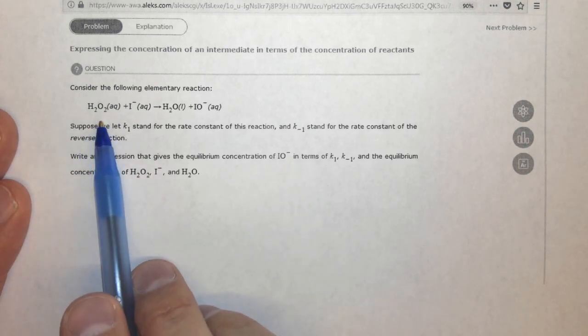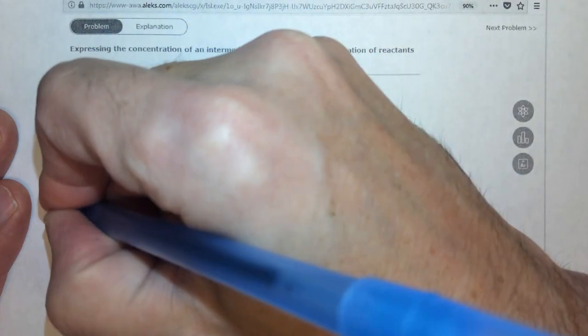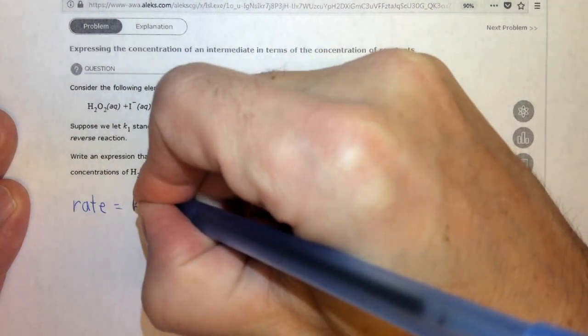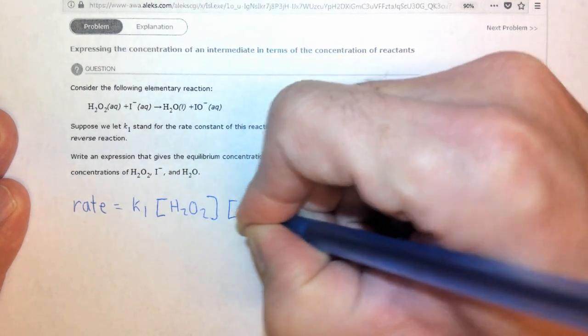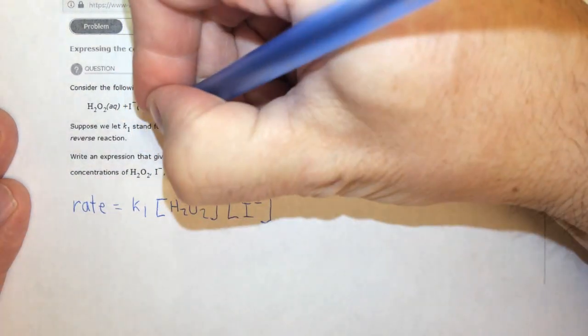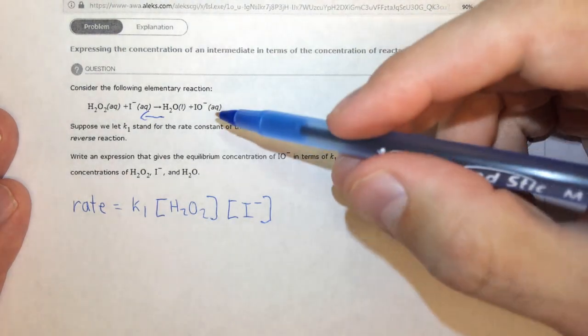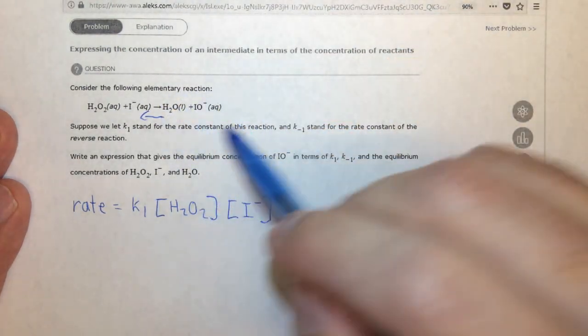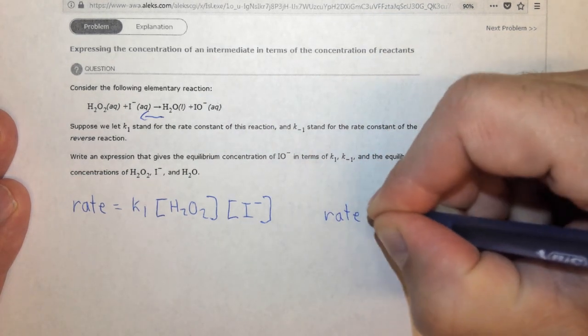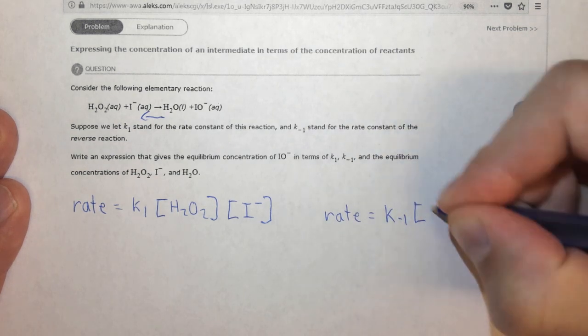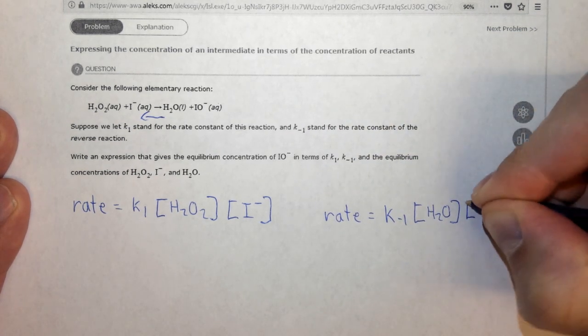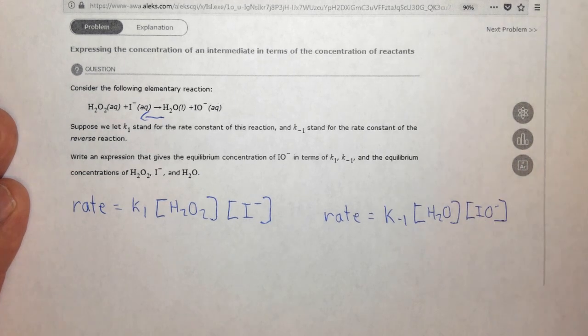So here we have an elementary reaction, and we want to write the rate of the forward reaction, the reaction as written, is equal to K1 times concentration of H2O2, concentration of I minus. For the reverse reaction, again it's an elementary reaction, we just consider these as the reactants. So the rate equals, they told us to use K minus 1 for the rate constant, concentration of H2O, concentration of IO minus.